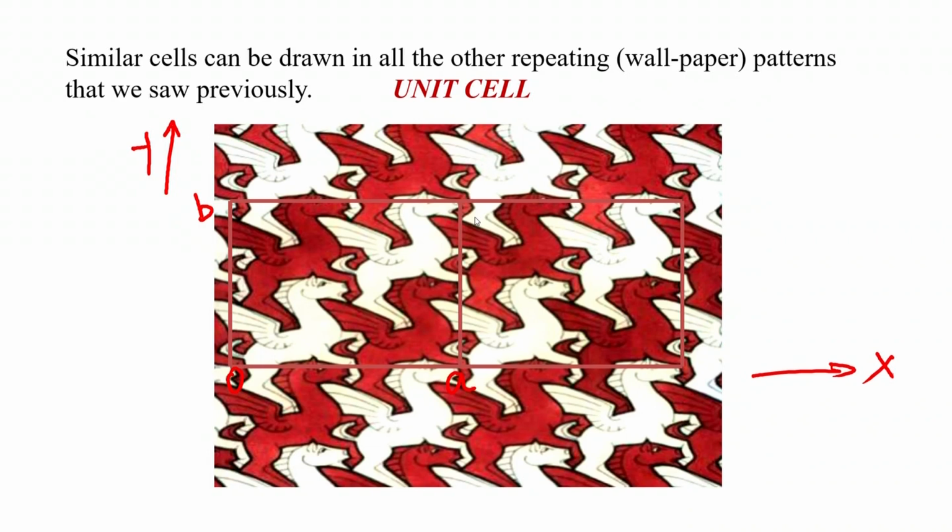So, the unit cell is drawn in all other repeating wall patterns. So, this is just to show that the unit cells can be drawn for all the diagrams we have shown.